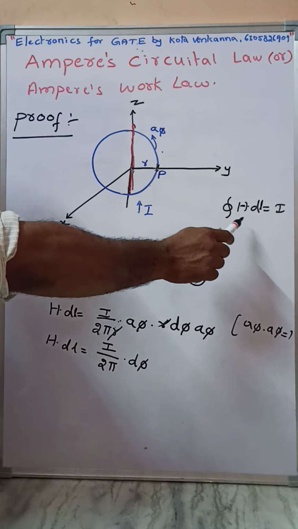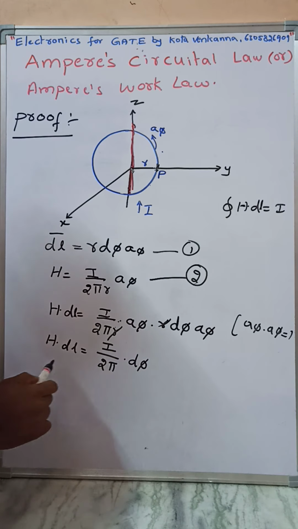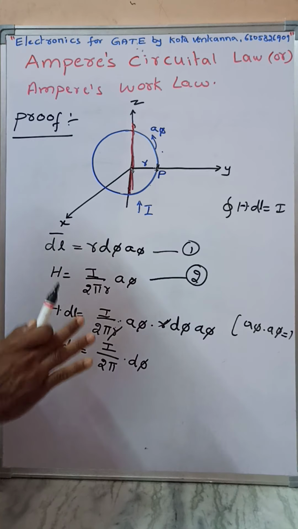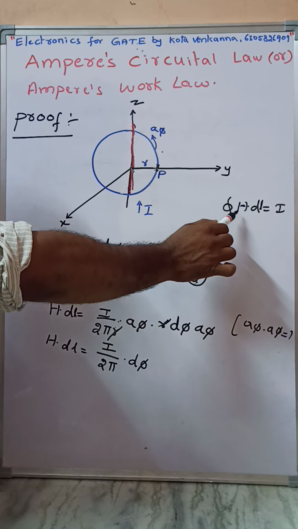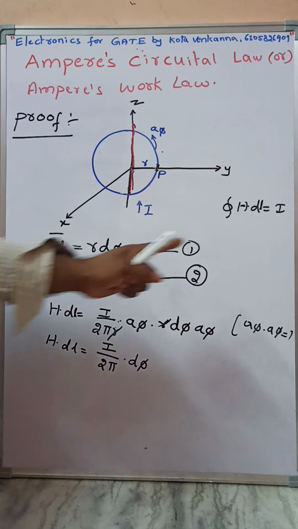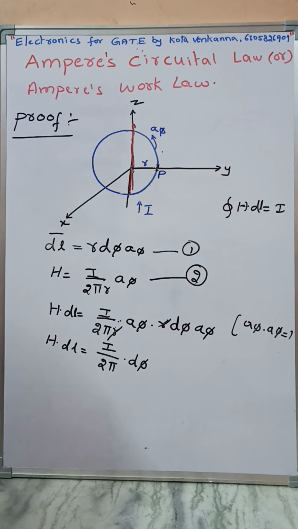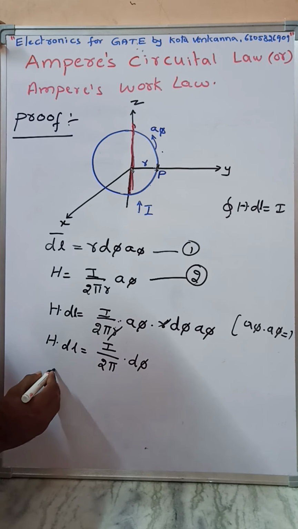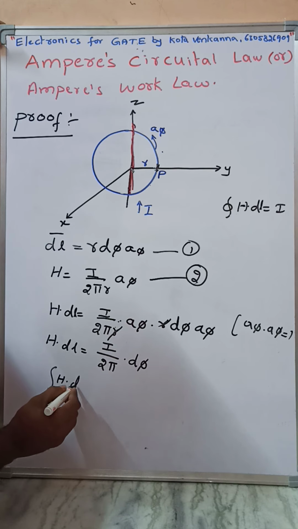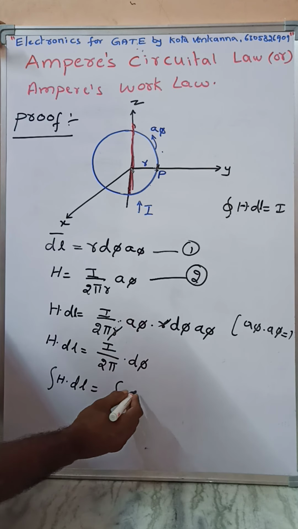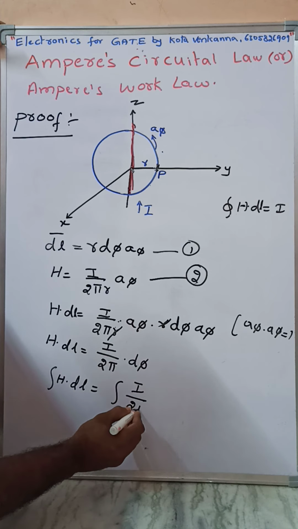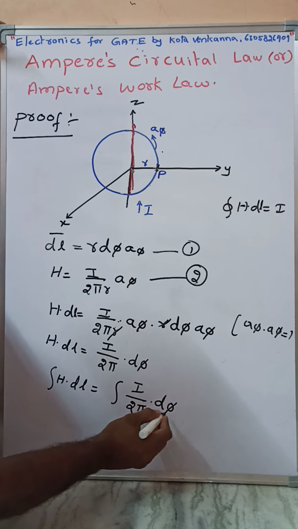Now we have to integrate both sides. We want the integration of H dot dl, which must be equal to I. First we have to do H dot dl, then it will become I. Then we do the integration on both sides: the integration of H dot dl is equal to the integration of I by 2 pi into d pi.